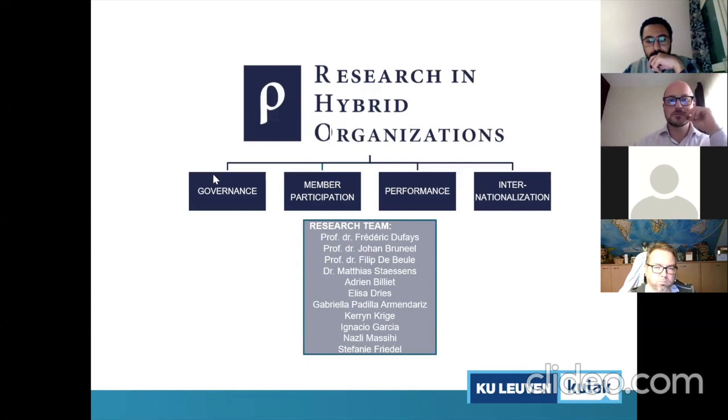So basically today we are a group of 11 or 12 people, and we all have as a common denominator in terms of research interests, this context of organizations that have multiple objectives at the strategic level. You also see here the four different topics or themes that we are researching.